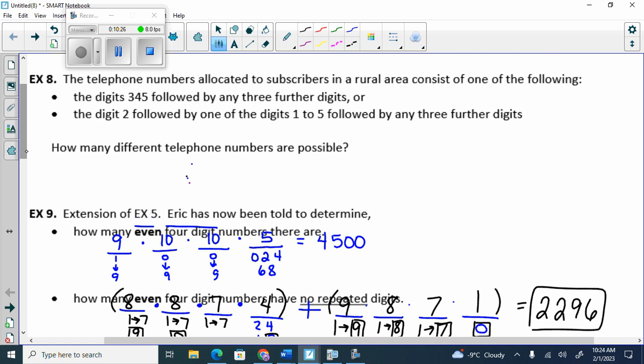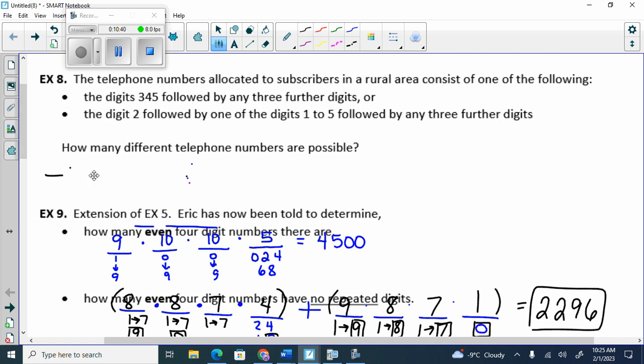So how many blanks is that? The digit 3, 4, 5, followed by any 3 further digits. How many blanks? Year 6, right? So we go 1, 2, 3, 4, 5, 6. And then we have the word or. What do we do when we have the word or?